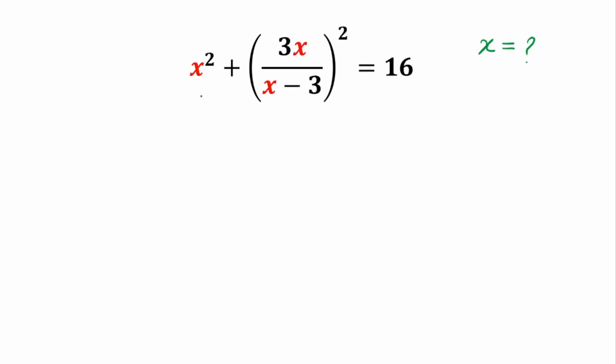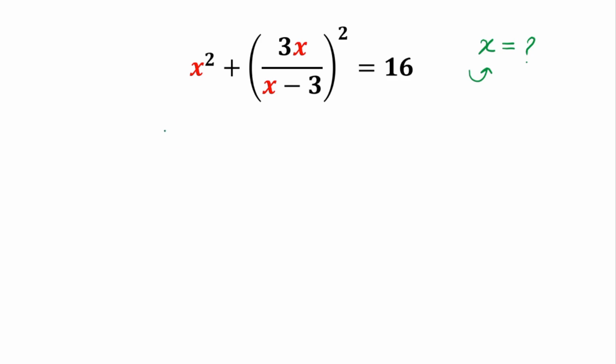Hello students, in this video we are going to solve (x² + 3x/(x−3))² = 60. Here we need to calculate all possible values of x.